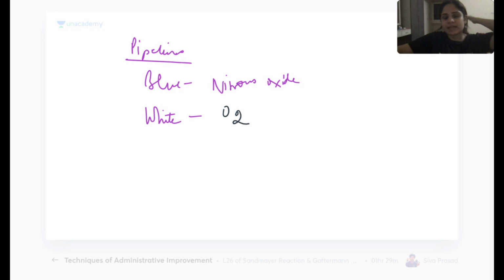White color pipeline will carry oxygen. Yellow color pipeline will be vacuum or suction.